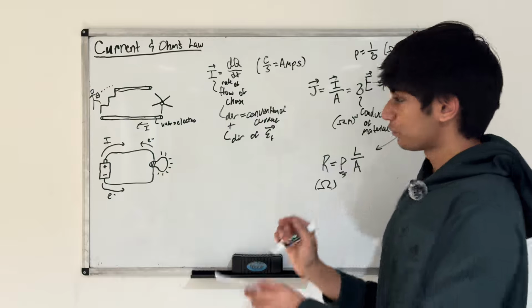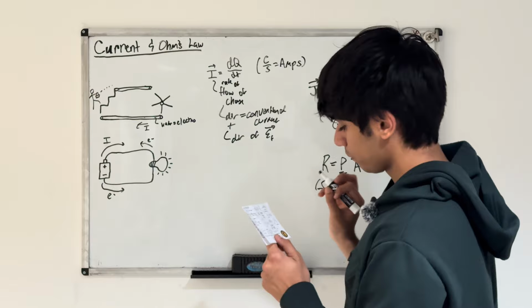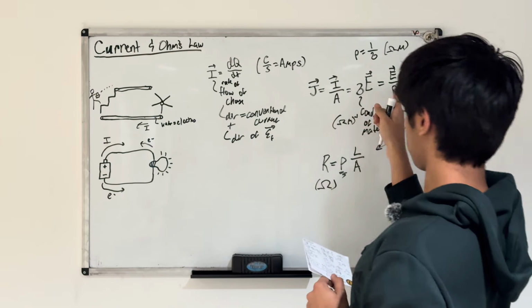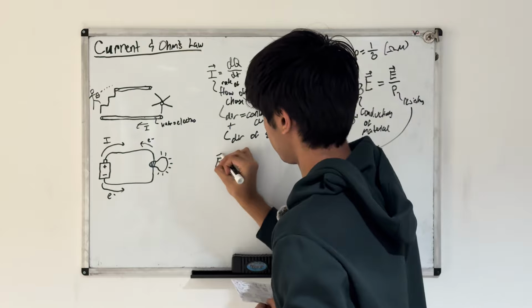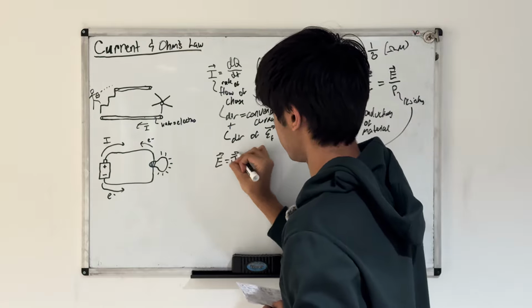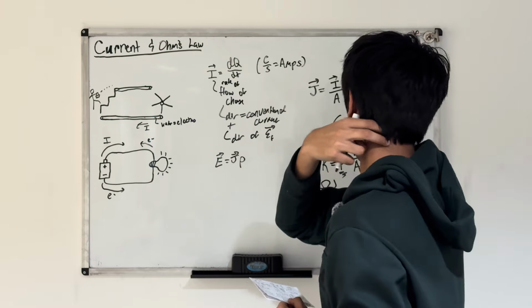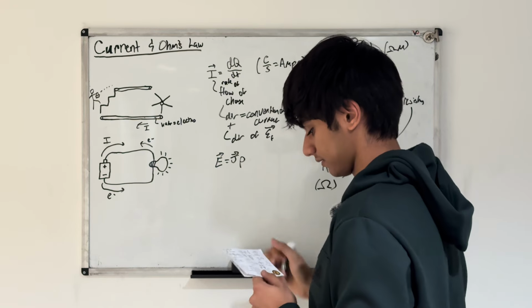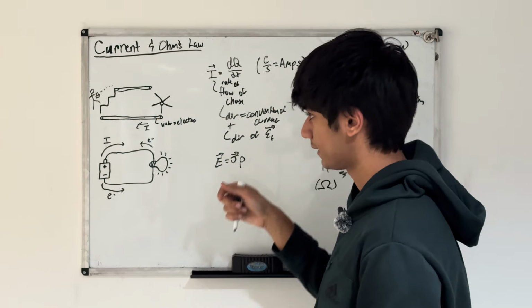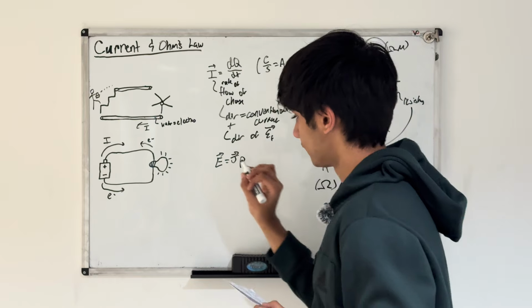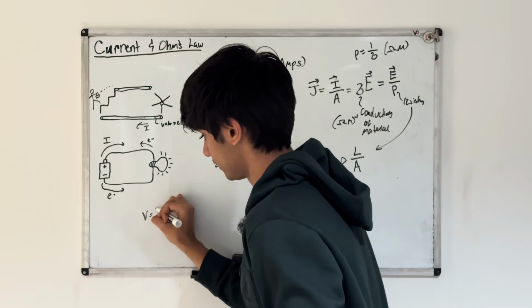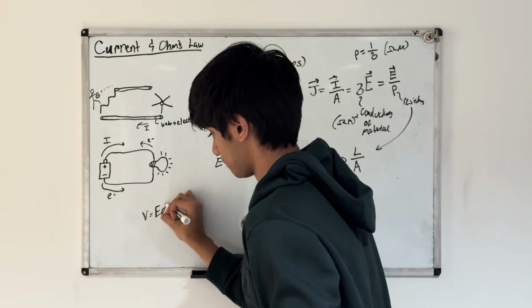Now let's derive Ohm's law using what we've learned here. We know from this expression that the electric field is equal to our charge density times our resistivity. And we know in a uniform electric field, V is equal to Ed. So our voltage is equal to E times our distance.